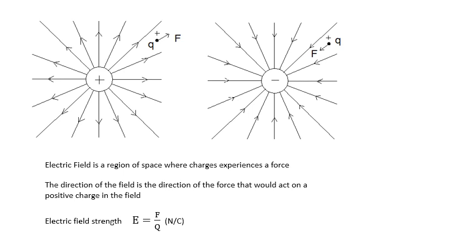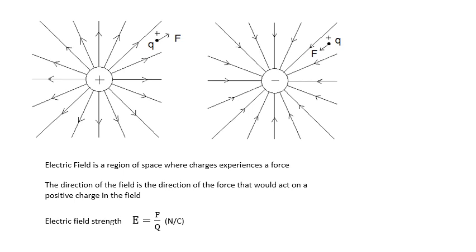Now, the direction of the field is the direction of the force that would act on a positive charge in the field. So this is a kind of difference between electric fields and gravitational fields. Electric fields can be repulsive or they can be attractive.